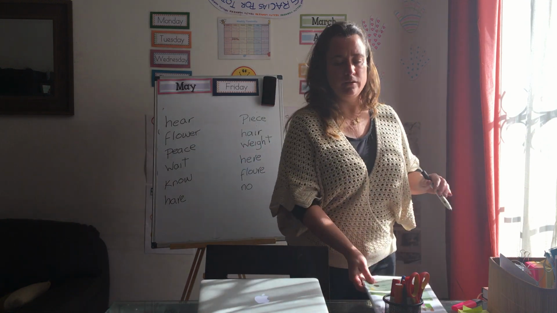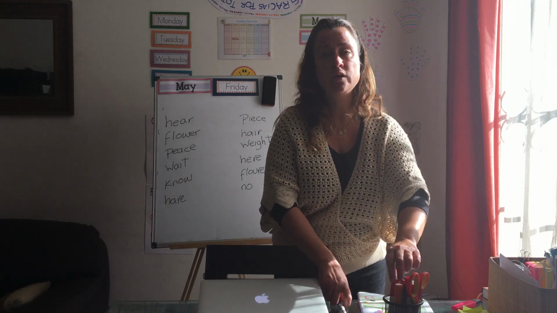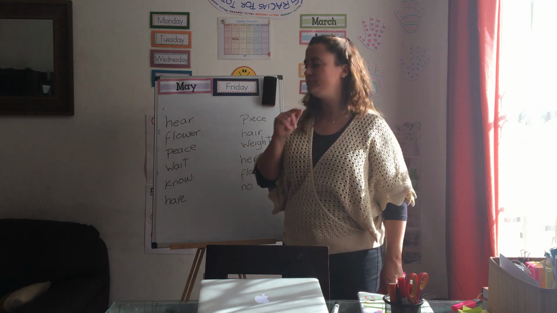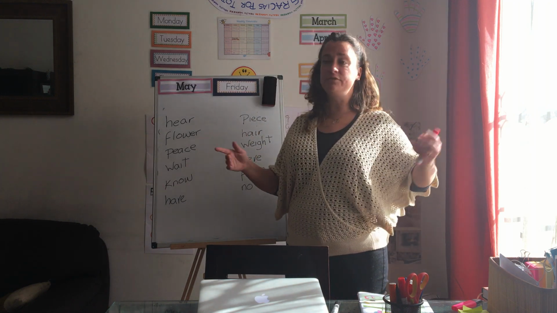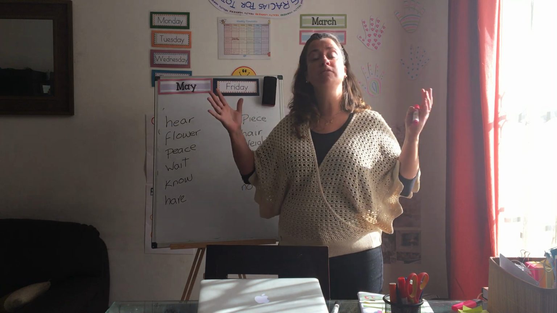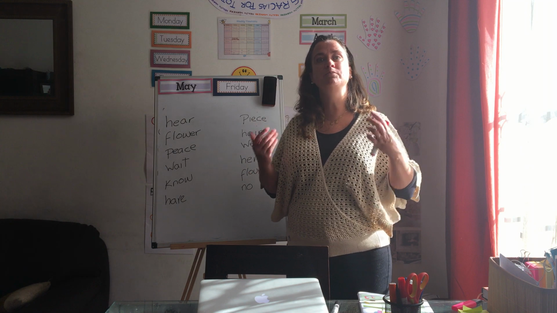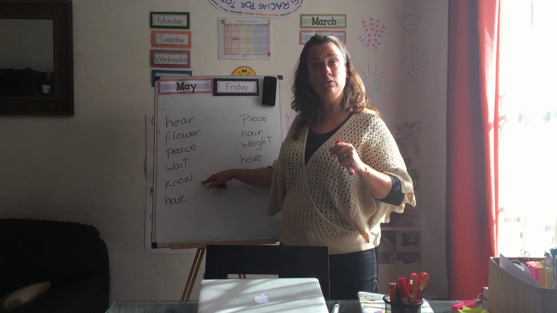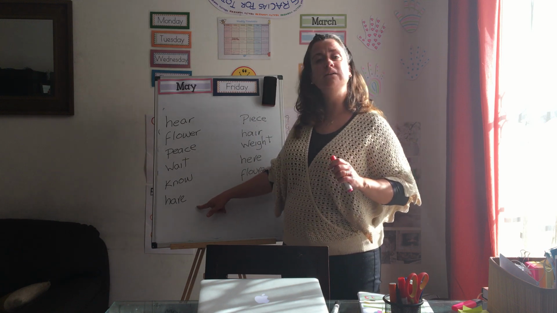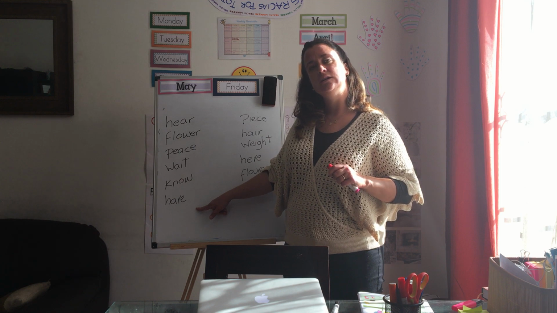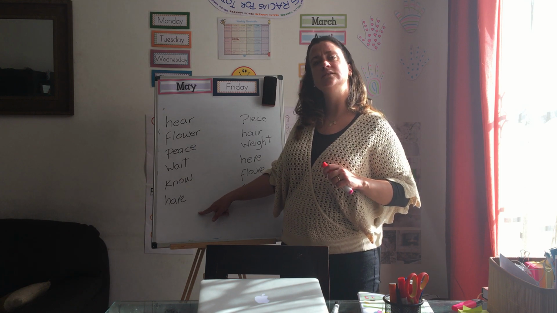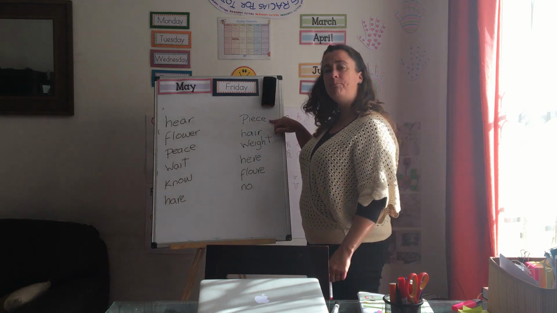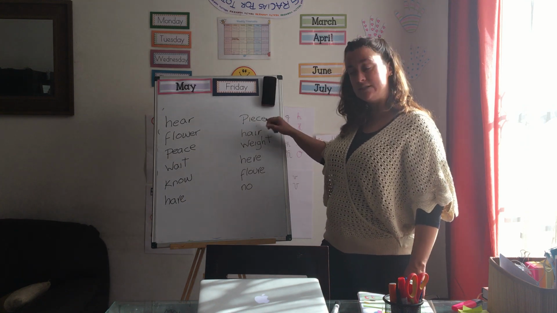Okay, before we start joining and matching, we need to understand what the words are. Here, to hear, to listen. Flower, beautiful flowers, right? Peace, peace and love. Peace, we don't want any more wars, we want peace in the world. Wait, wait. No, to know. And here, it's a kind of rabbit. Do you remember the story, the hare and the tortoise? That's the one. It's a very fast kind of rabbit. A piece of cake, a piece of bread.